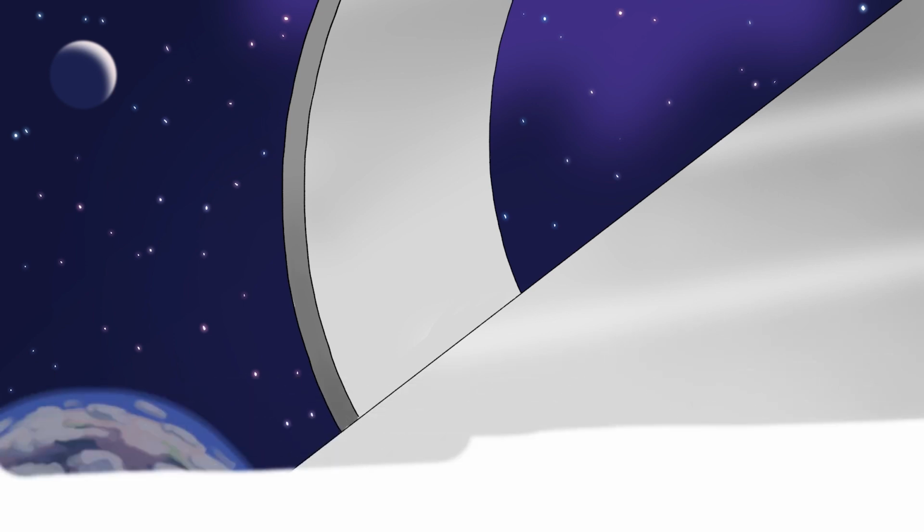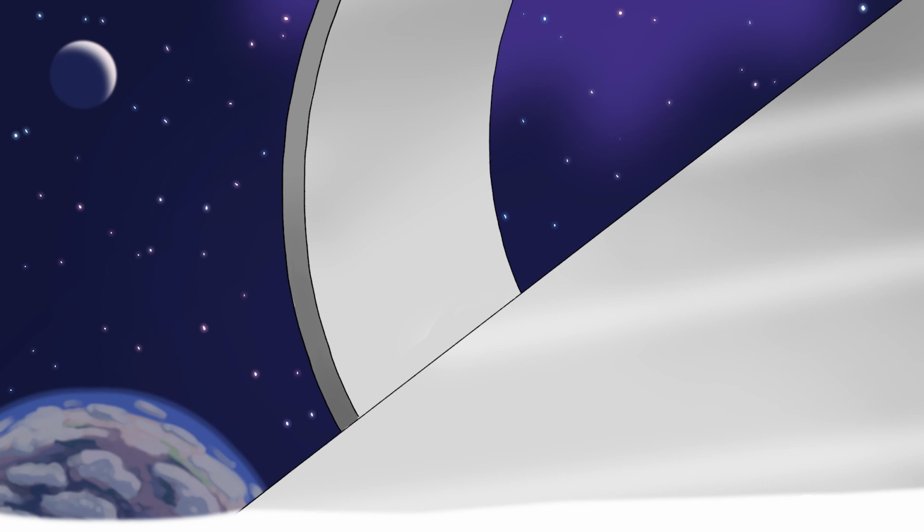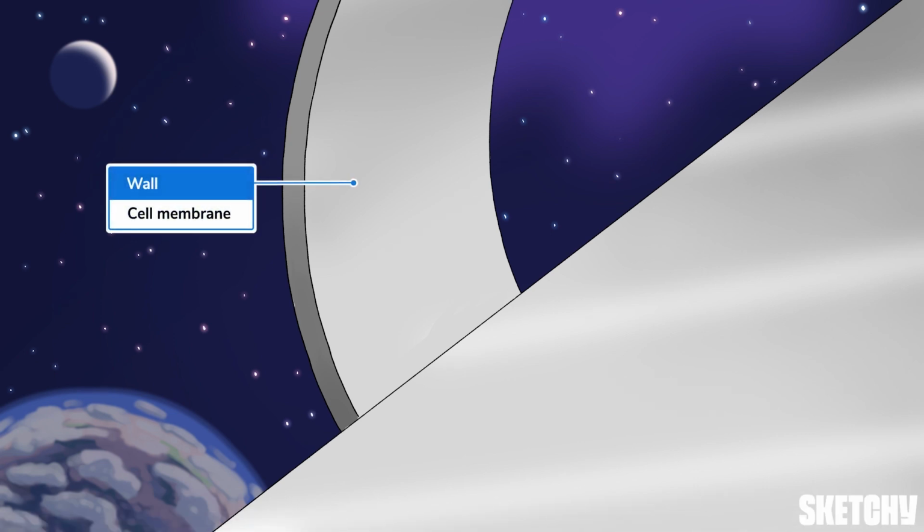In this sketch, we'll be taking a closer look at everything that goes in and out of the spaceship as we discuss the ins and outs of transport across the cell membrane. Let's get to it. The walls of the spaceship represent the cell membrane.